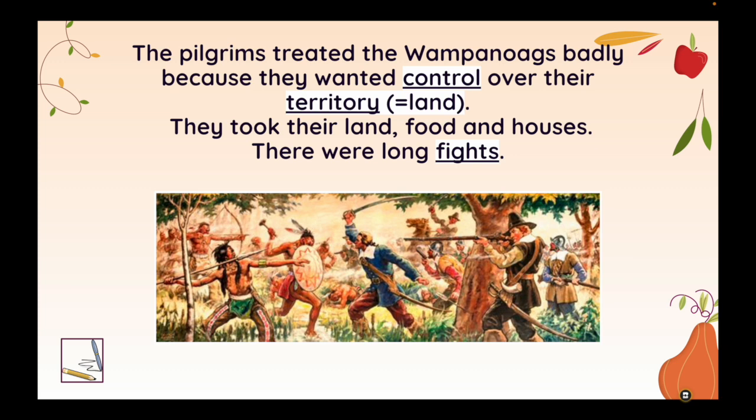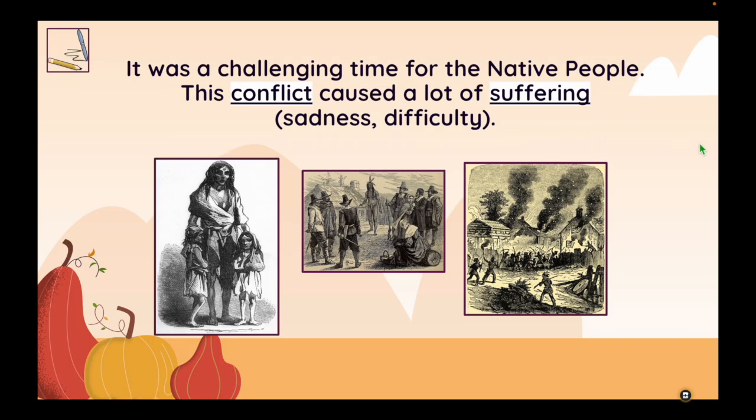The Pilgrims treated the Wampanoags badly because they wanted control over their territory or land. They took their land, food, and houses. There were long fights, arguments, conflicts. It was a challenging time for the native people. This conflict caused a lot of suffering, sadness, difficulty.